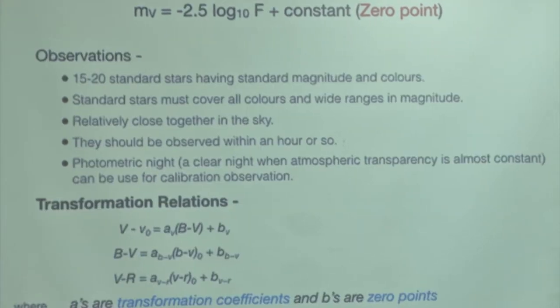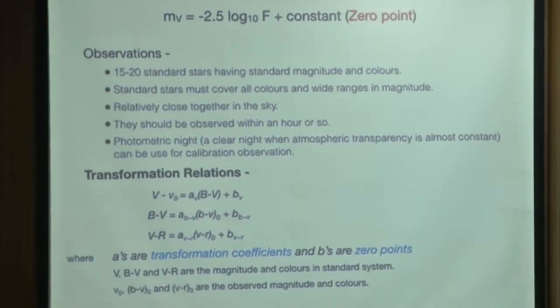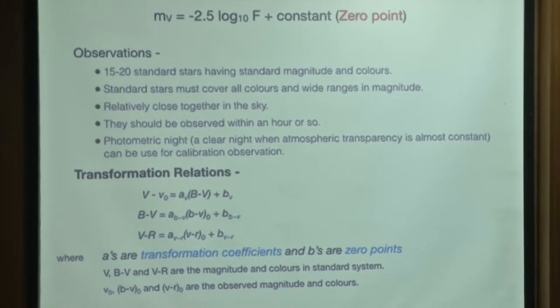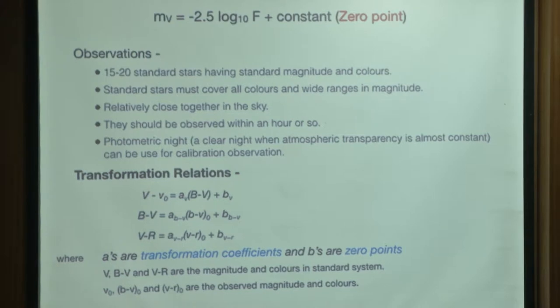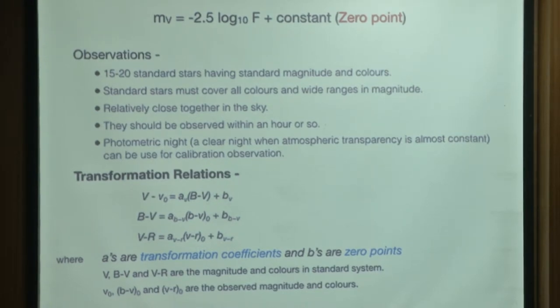This slide gives you an old way to measure the zero point. Observationally, we observe many standard stars for which we already know the standard magnitudes and colors, and they should be spread all over the sky.